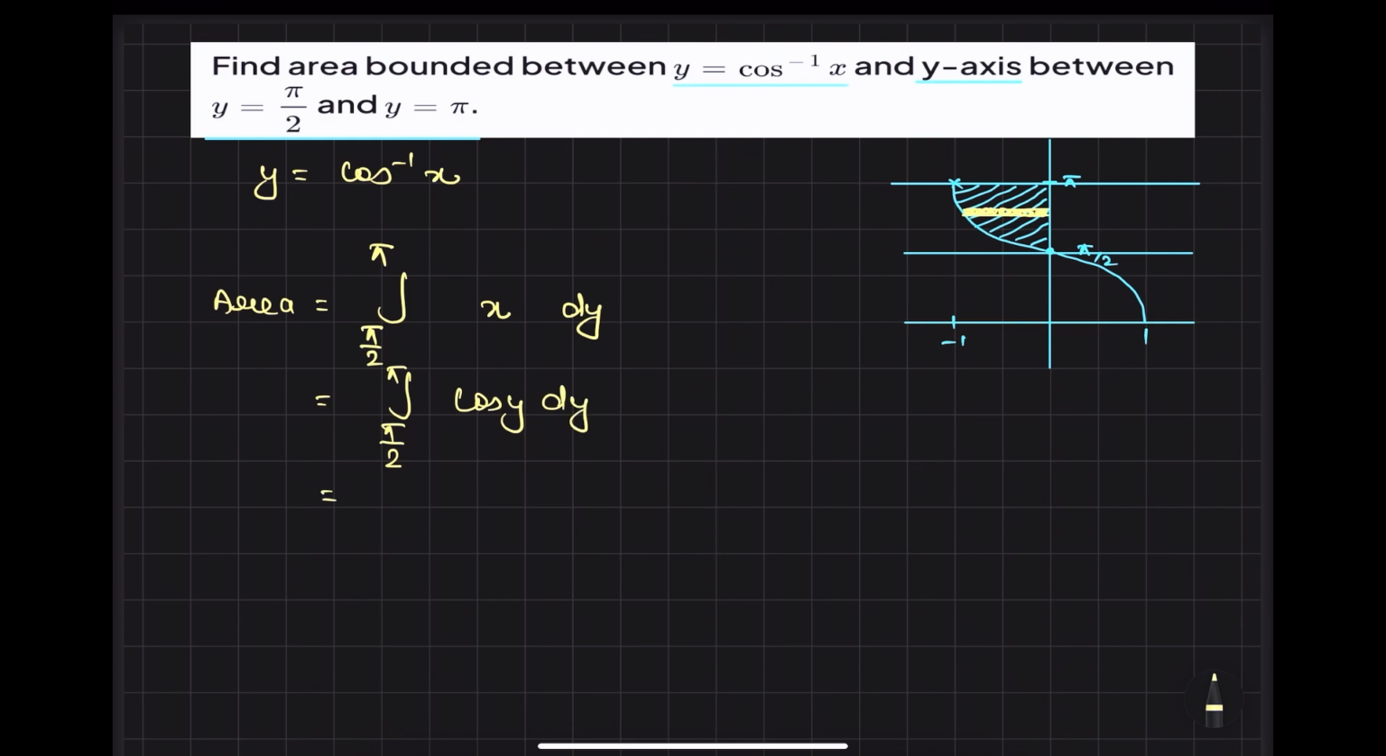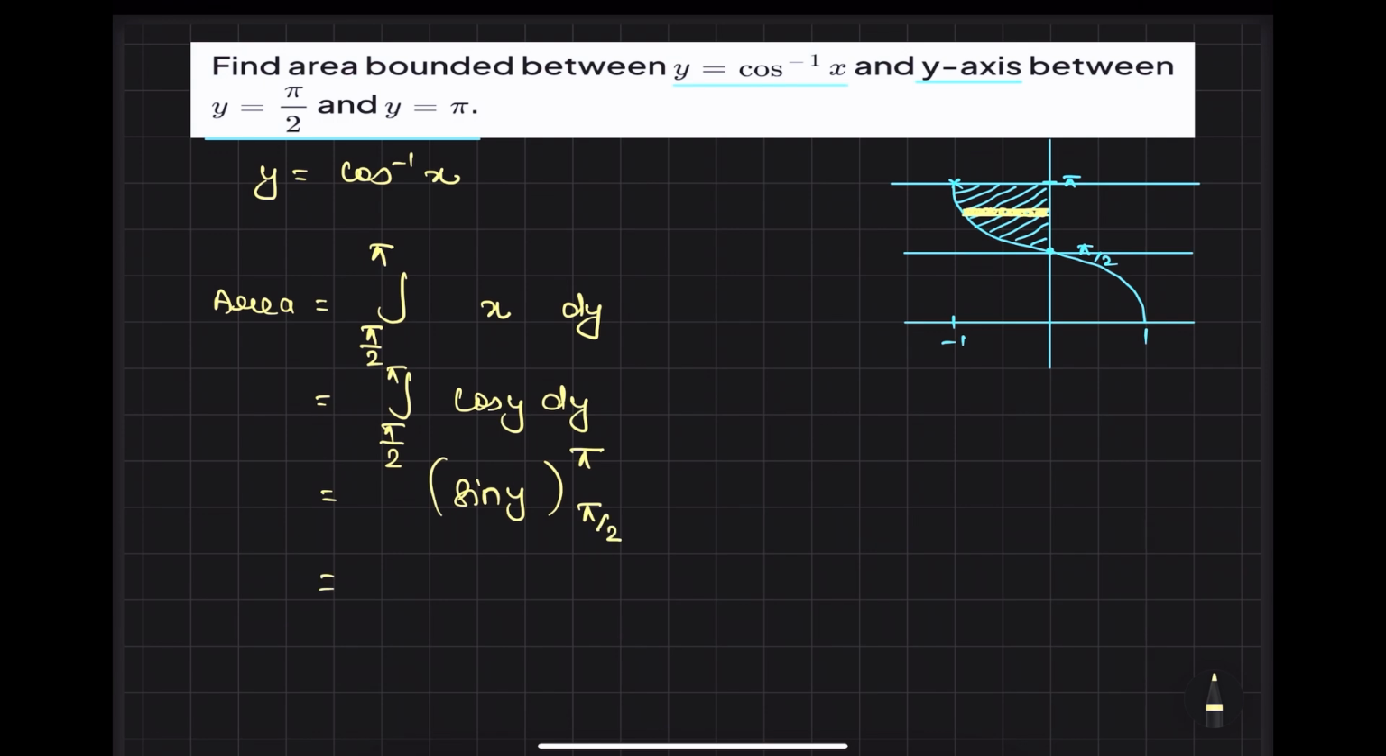Now I hope you remember the integration of cos y. It is sin y. Correct? Sin y plus constant c. So no need to write down the constant part because you are handling definite integration which will neutralize that part. So this is pi, this is pi by 2.